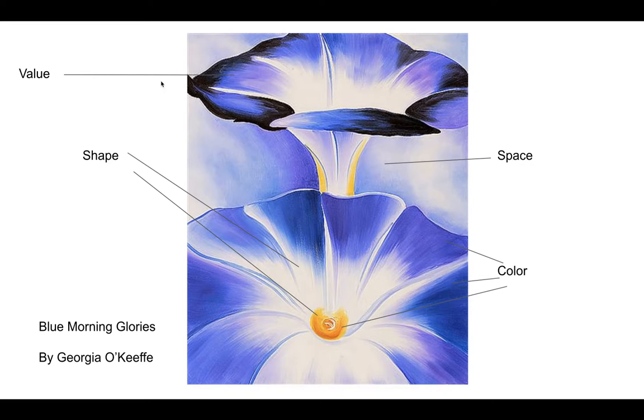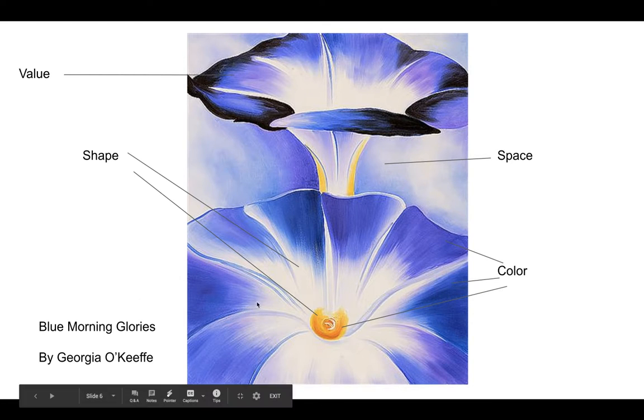And then values. You can see back here there's some darker shades, and then it gradually gets lighter, and it's really light in the middle of the flower. And we can tell that this flower is in the front because of the space in between these two. So this one is Morning Glories by Georgia O'Keeffe. So this is the one that we're going to focus on for your project.